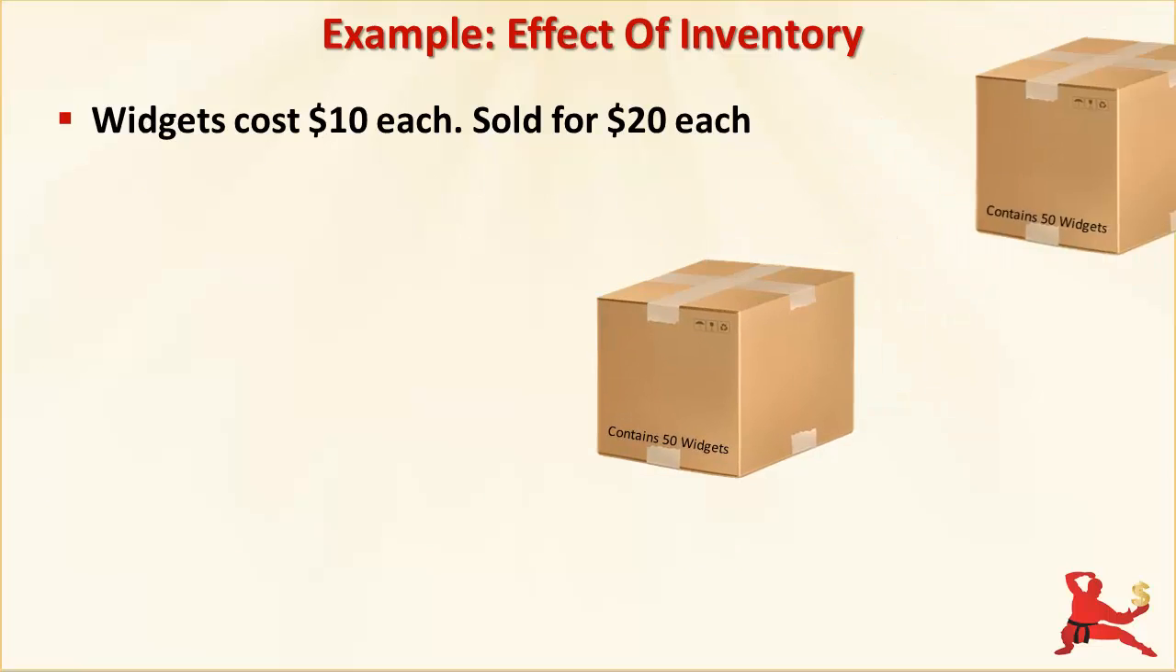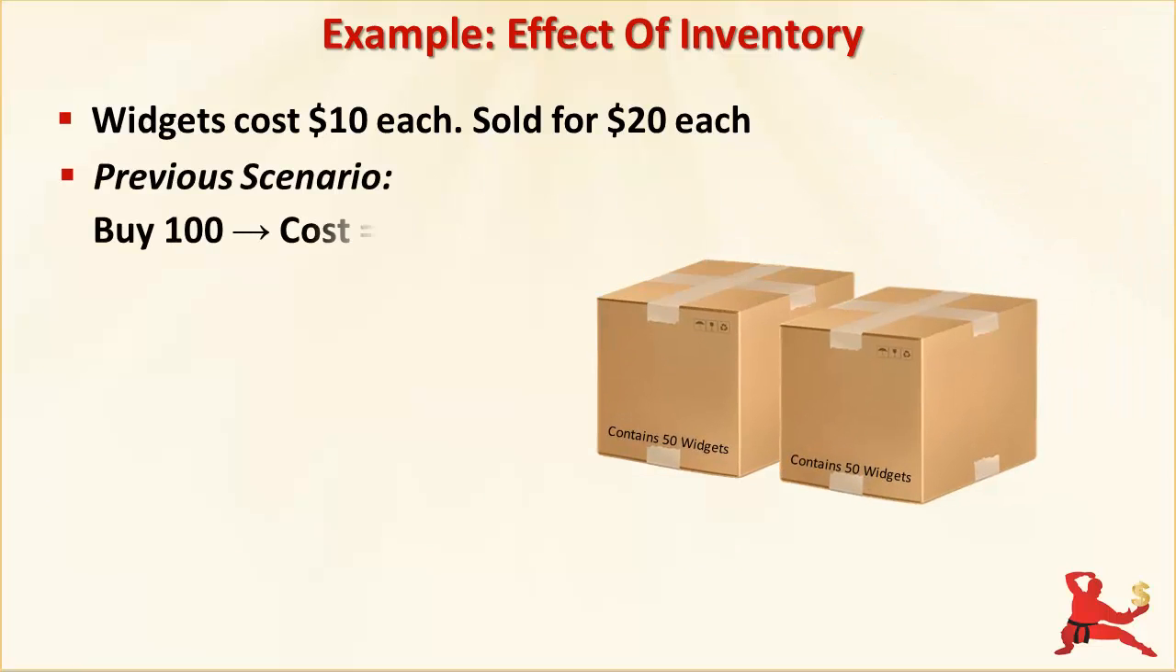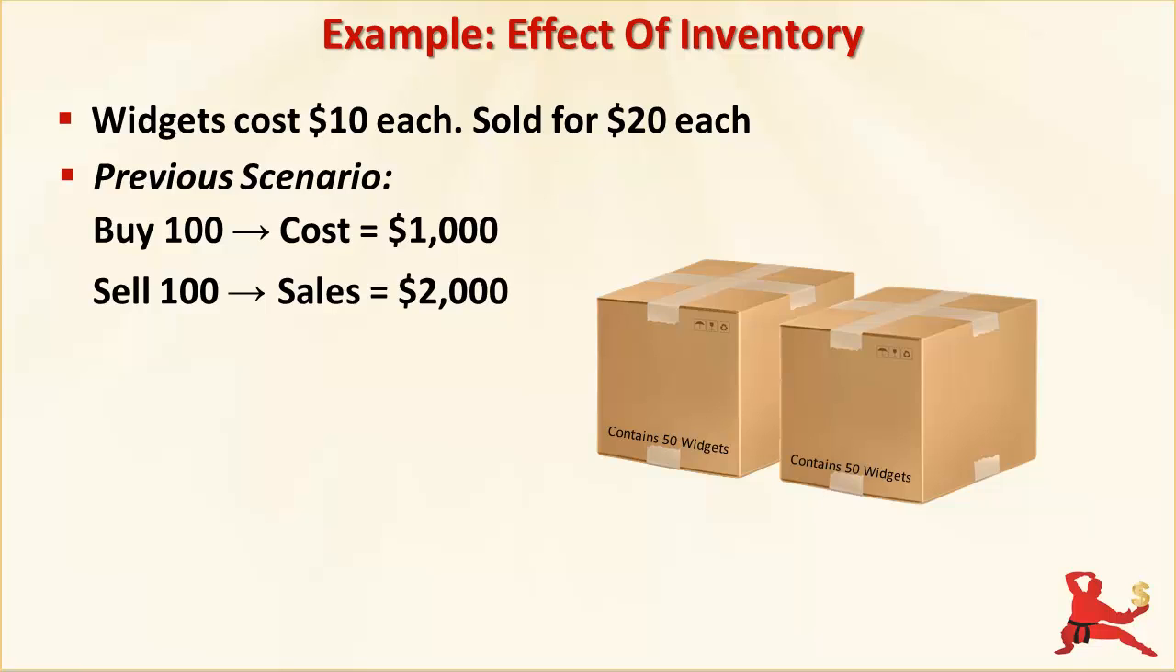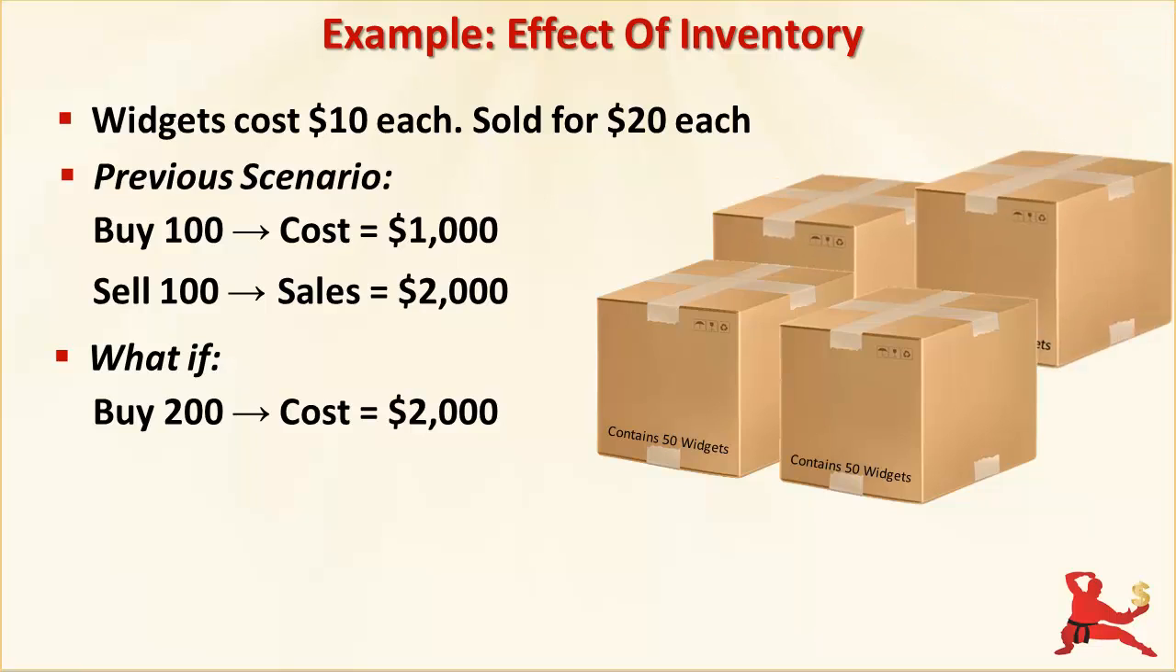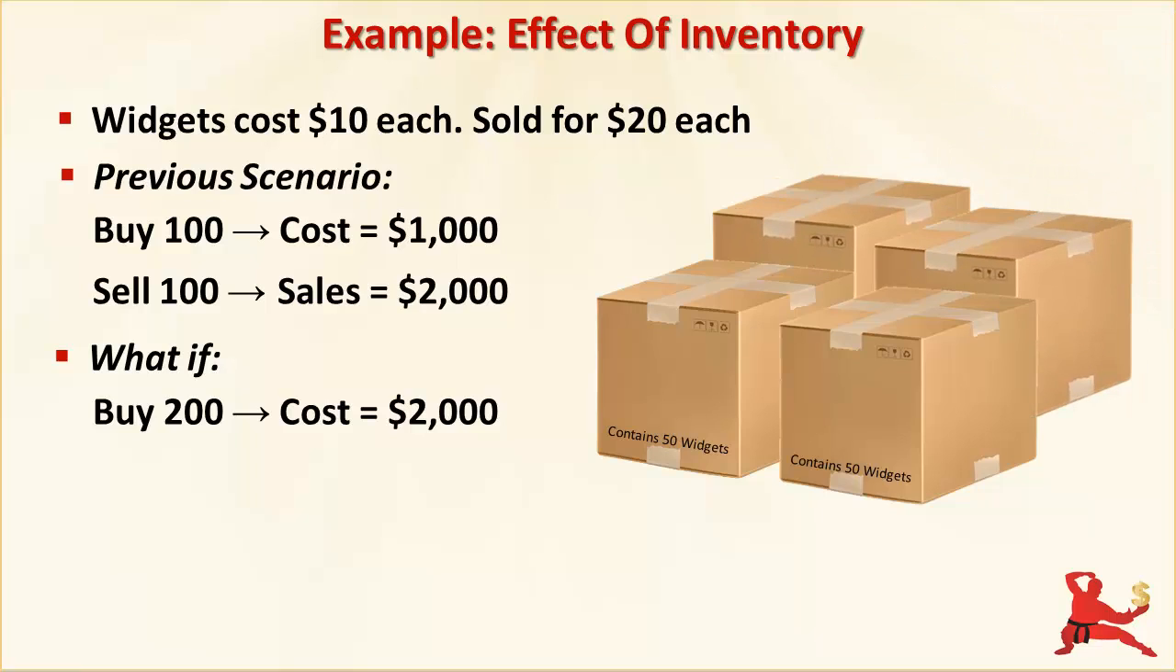Let's say the widgets cost you $10 each and you sell them for $20 each. In month 2, you bought 100 units and you also sold 100 units in the same month. Now, at the start of month 3, you decide to buy 200 units. That costs you $2,000 and you have 30-day credit terms from your supplier.